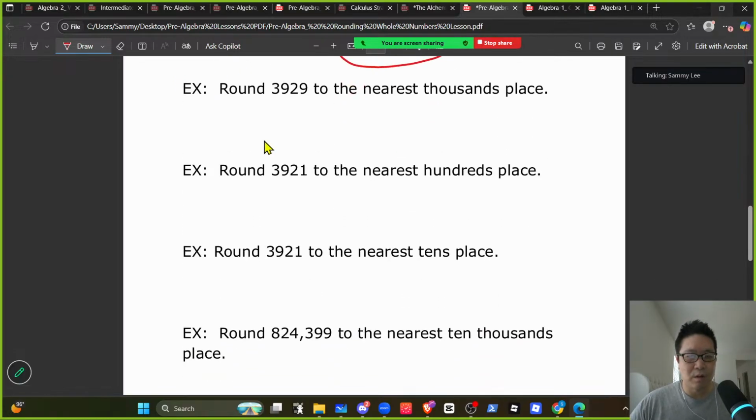And try this one. Round 3,929 to the nearest thousands place.